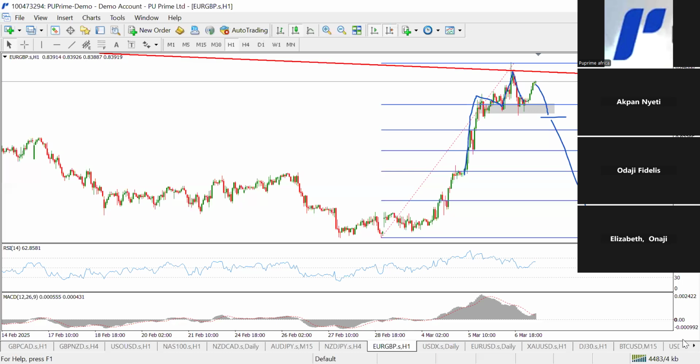Now, don't forget on NFP days, the market may be quiet because the market is anticipating the release of the data. So you may not see much activity or much volatility until the time for the news. The news is the main event for the week. So that's why it's usually like that.